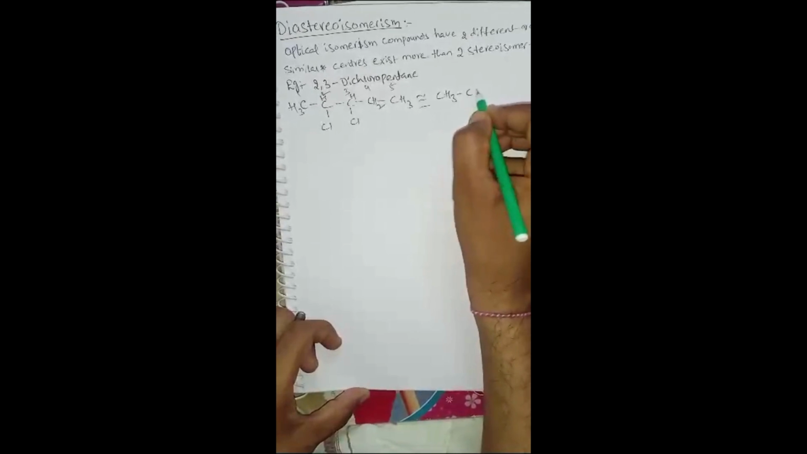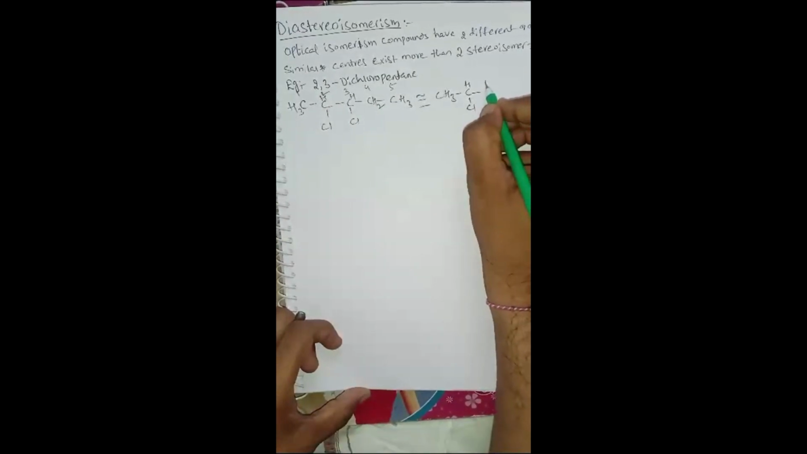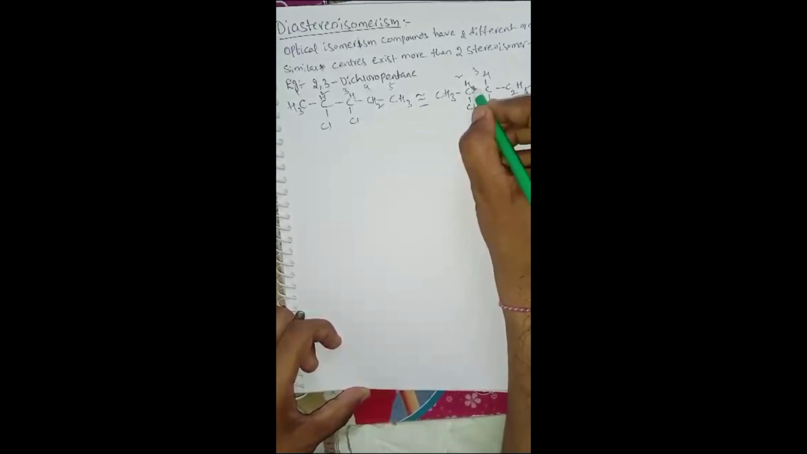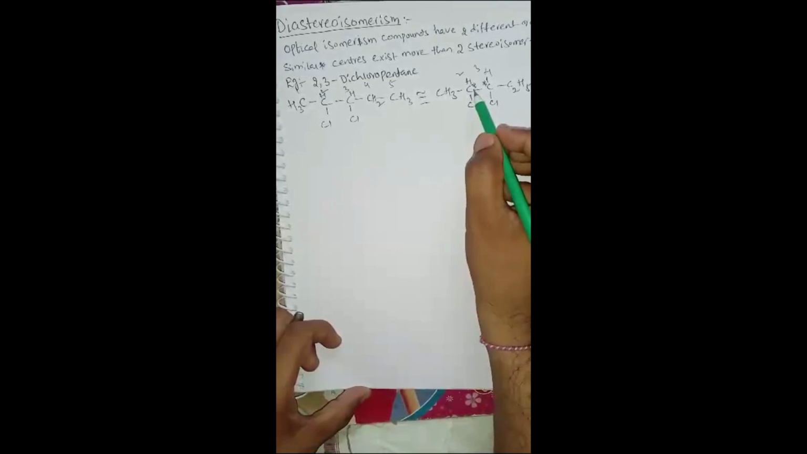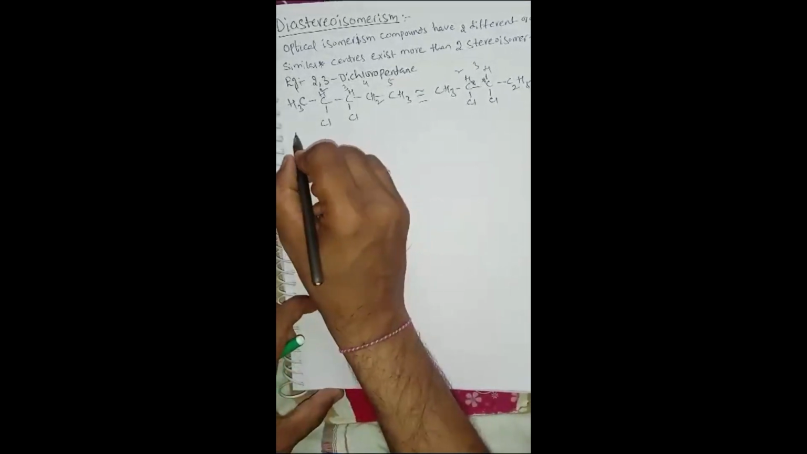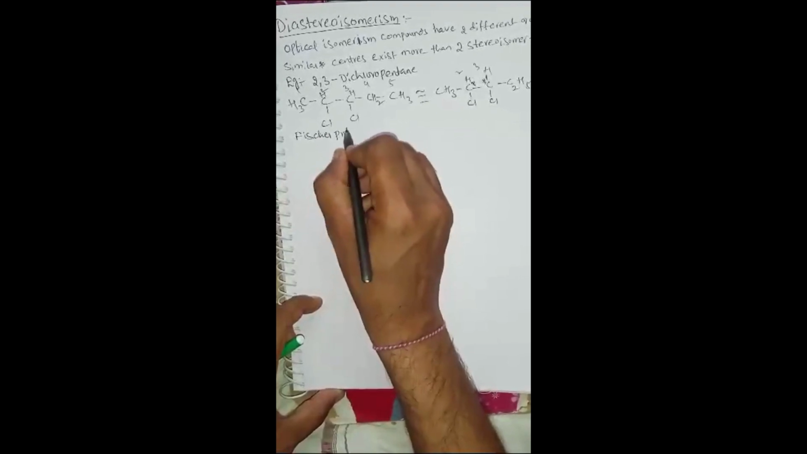CH3, CHCl, CHCl and C2H5. So these second and third carbons are chiral in nature, because the central carbon is attached to 4 different groups. When we write the Fischer projection, we can explain the diastereoisomerism with the Fischer projection structure for the above compound.